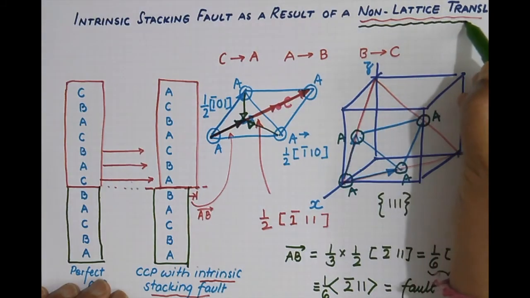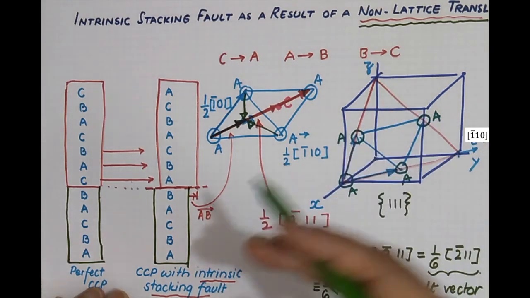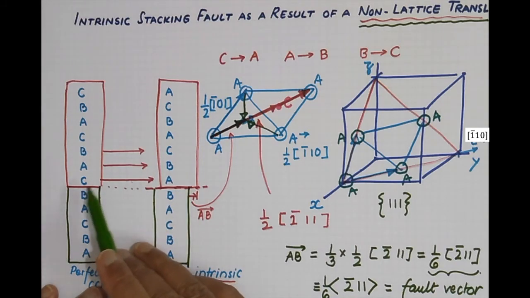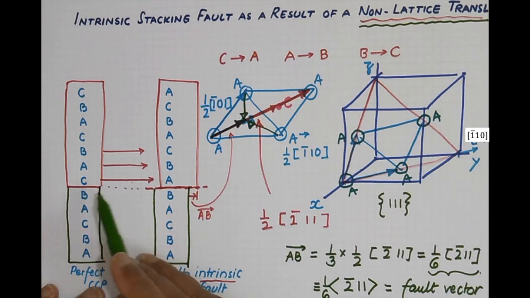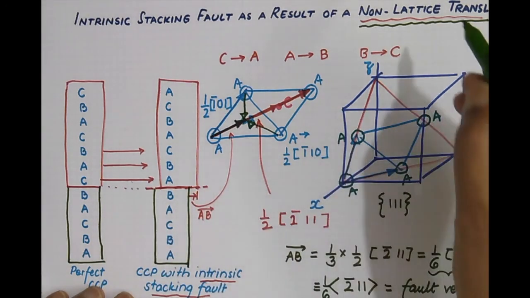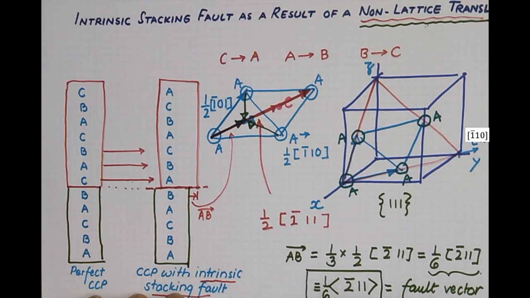That is an important point, because if it was a lattice translation, then of course there will be no fault created, because the plane will repeat itself and A plane will become the C plane. If translated by a lattice translation, it will remain a C plane. So the fault is getting created because the translation is a non-lattice translation, and we have shown that the non-lattice translation in the case of intrinsic stacking fault in CCP is 1/6 2 bar 1 1 kind of.